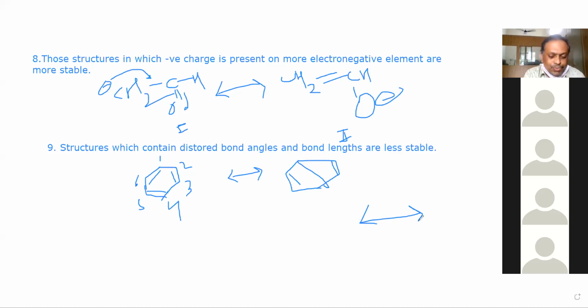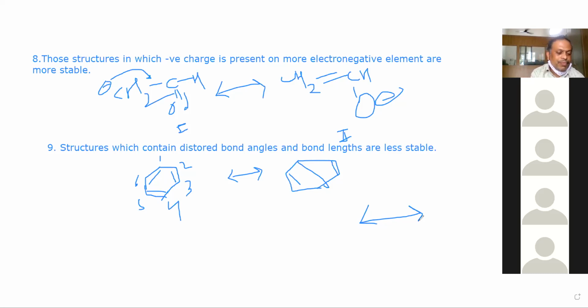In writing resonance forms, we move only pi electrons. When we draw a resonance form, only the pi electrons move, and the relative position of atoms must remain the same in all the resonance forms. The position of atoms will not change. Only the position of pi electrons should be changed.